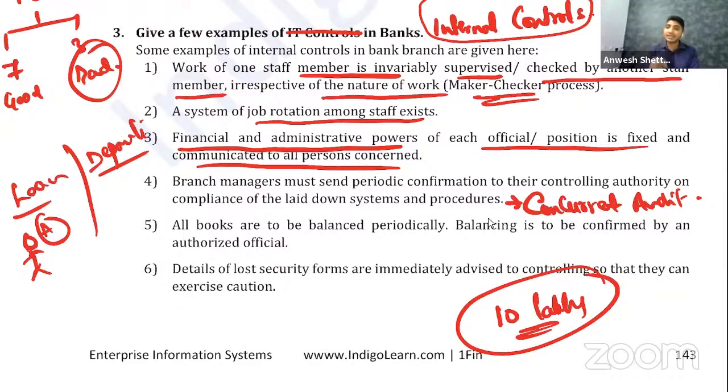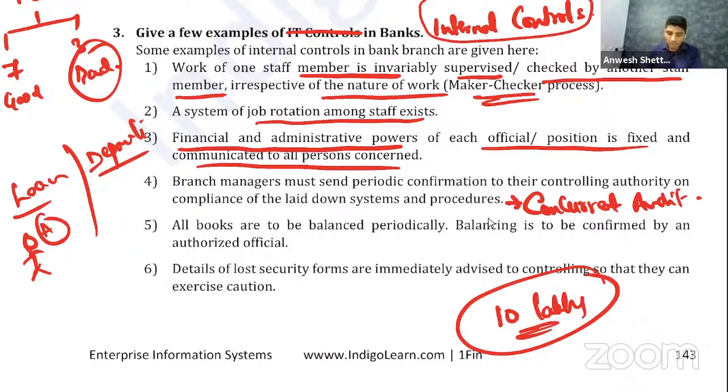So if it is there, then the branch managers will always be scared of the auditors. They'll be like, if I make some mistake, then the auditor is going to point it out and inform HO. So this system should be there. All the branch managers should feel that they're answerable to the head office. That is an internal control.